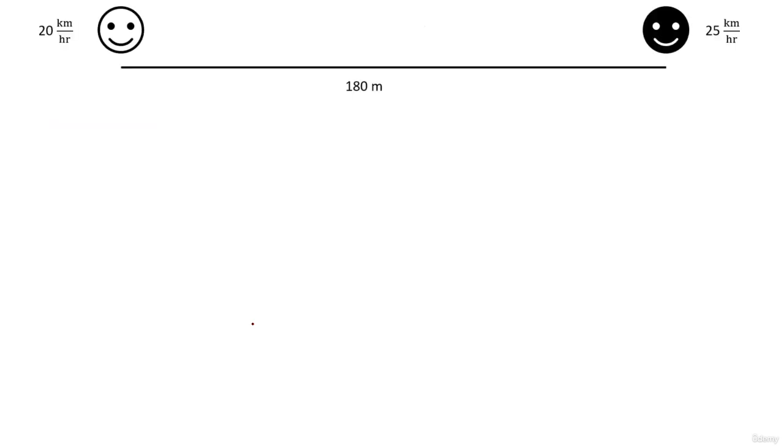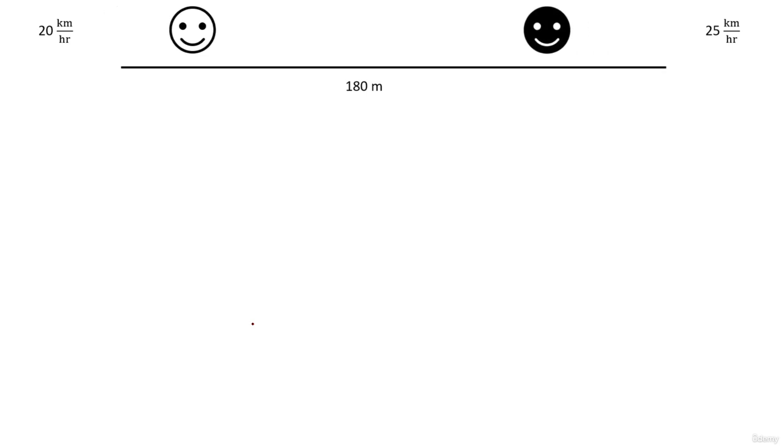Okay, so there are two smileys, the white and black smiley. The white smiley travels at 20 kilometers per hour towards the right, and the black smiley starts at 25 kilometers per hour towards the left. There is a gap of 180 meters between these two smileys. Now what we can do is we can put this lower smiley at rest, or you can imagine relative speed, of course, if you want.